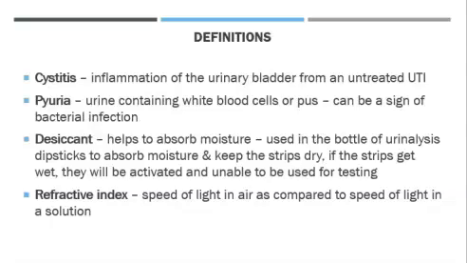Okay, desiccant is up next. A desiccant is used to help absorb moisture. We always have to have a desiccant in the bottle with our test indicator strips for urinalysis. It's important to keep all moisture away from our test indicator strips, because if moisture gets to our indicator strips, it can cause false positives in our urinalysis results.